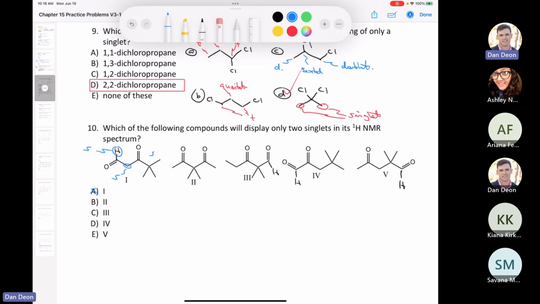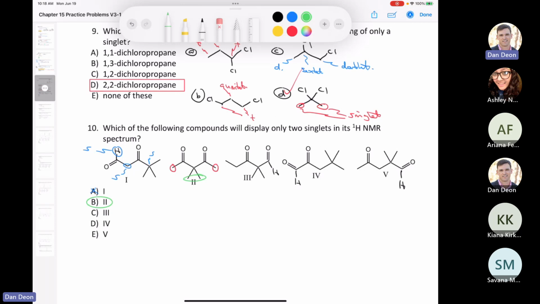So let me just scribble this in here. That's 3 singlets. For the second one, you get these 2, which are chemically equivalent, and then you get these 2. So that would give you 2 singlets. Those aren't split by anything. So the answer has to be B.